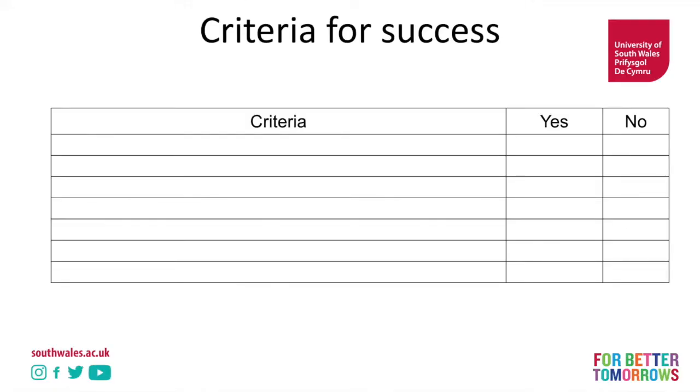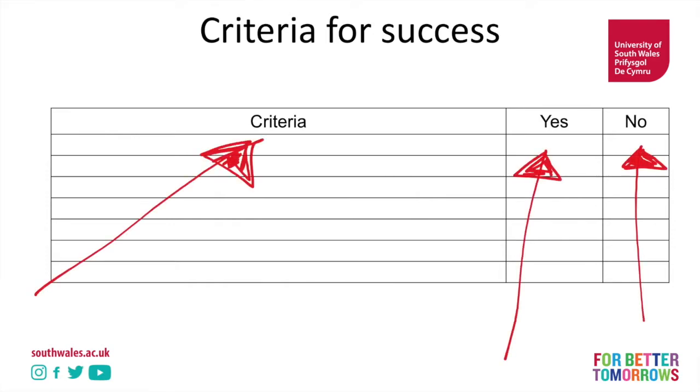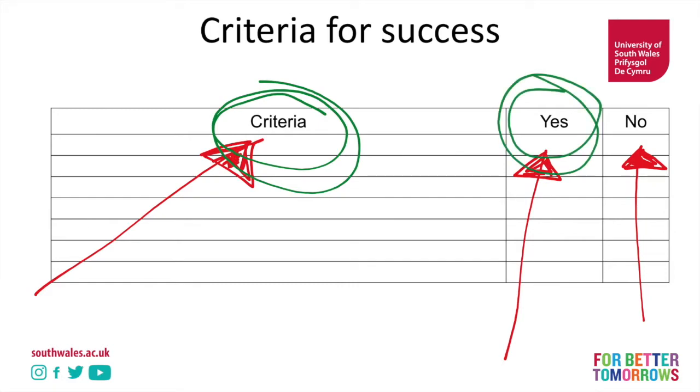So this is what our criteria for success might look like. At the top here, we have our criteria, and then a yes and a no. The criteria will be maybe a series of questions that your work has to answer in order to meet the needs of the brief. We want as many ticks in the yes column as we can, ideally 100% ticks in the yes column, or it won't meet the brief. So it'll either answer the question or it won't.